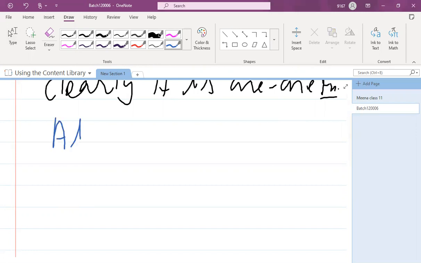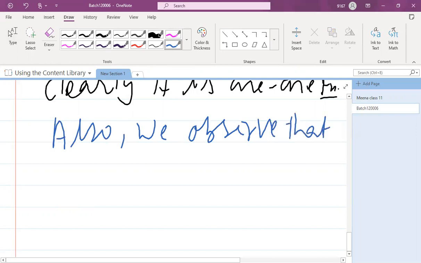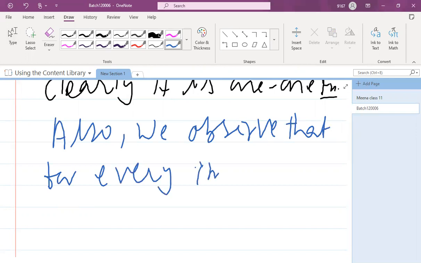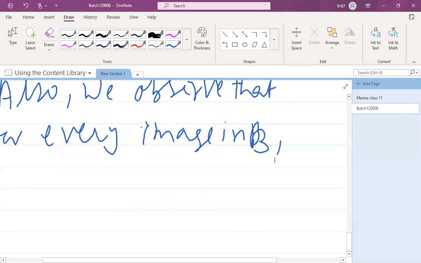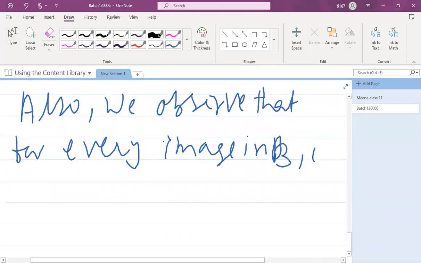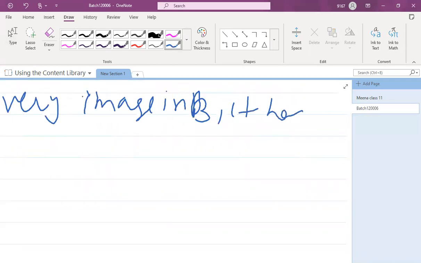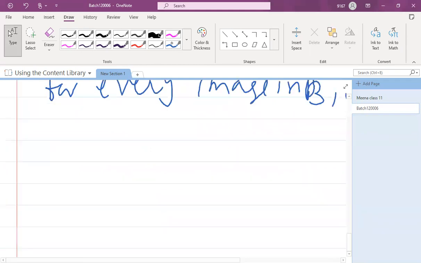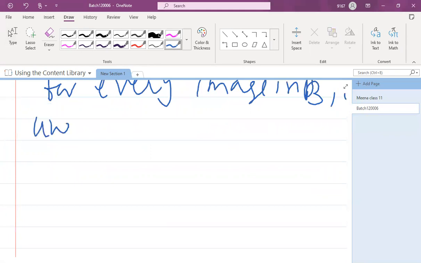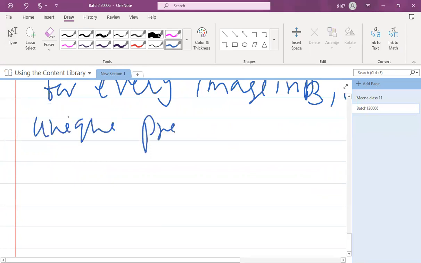Also, we observe that for every image P, it has a unique P image in set A. So it is onto.